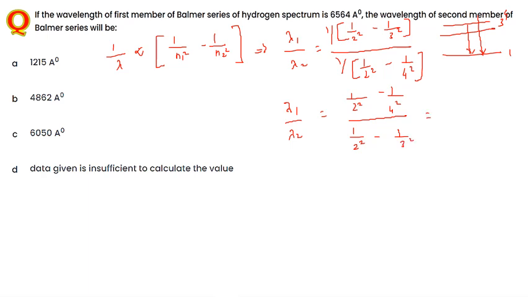Now you just mention here, this is 1 divided by 4 minus 1 divided by 16, and this one from here is 1 by 4 minus 1 by 9. Now you just simplify here. From this, the lambda 1 value they have given, that is 6564, divided by lambda 2 here, and this one I just simplify. What I'm going to get here is, this will be around 1 divided by, see, common, you just take this one and simplify here.